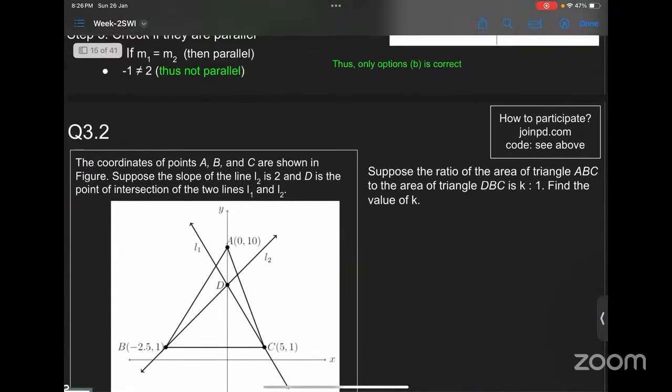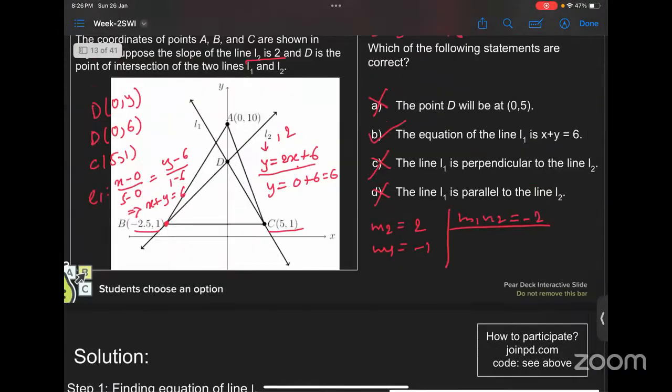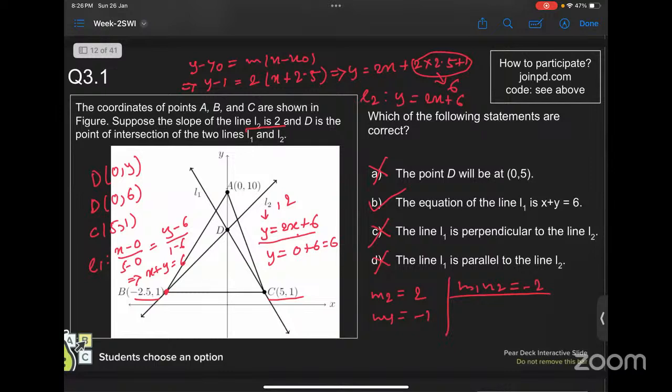Ma'am, why do we take value M1 as -1? Okay, so M1 is the slope of the line L1, right? And what is the equation of line L1? L1 is x plus y equals 6. So from here you can calculate the slope, right? If you express it in that form, you will get y equals -x plus 6, and the coefficient of x, which is -1, is nothing but the slope of the line L1. So our M1 is -1.